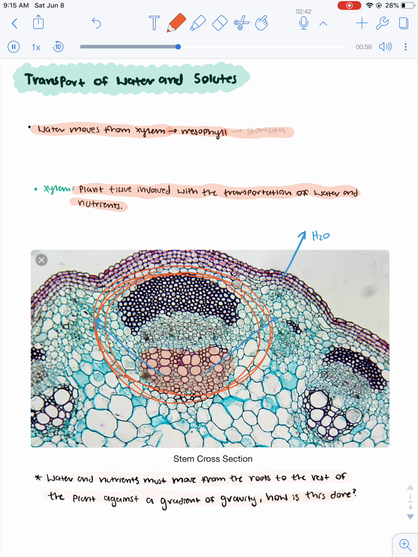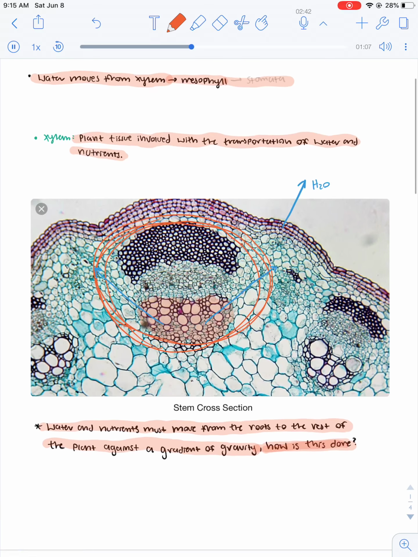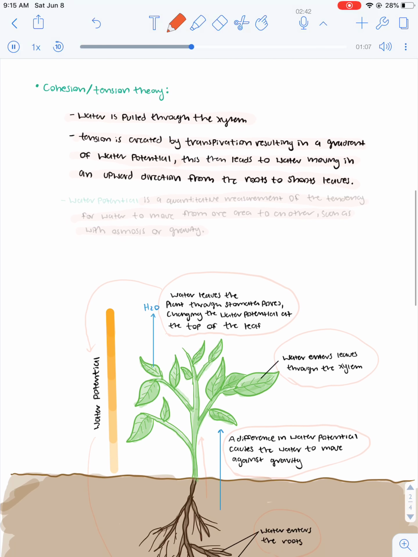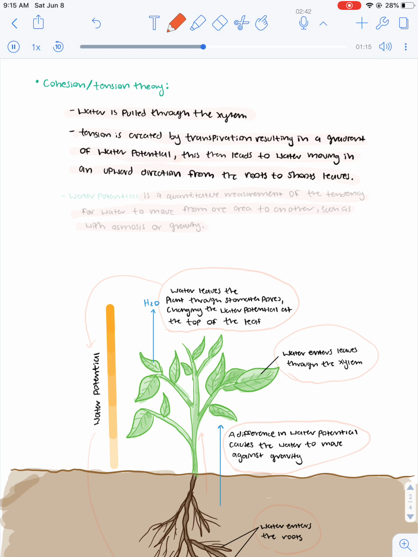So water and nutrients must move through the roots to the rest of the plant against a gradient of gravity. How is this done? Water is able to move against a gradient of gravity because of the cohesion-tension theory. This basically explains how water is pulled through the xylem against the gradient of gravity.